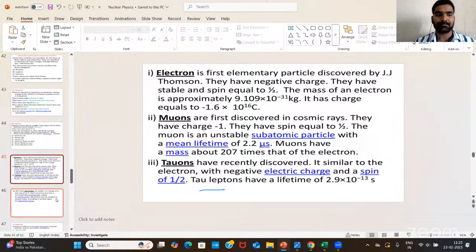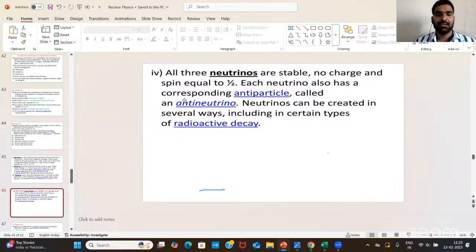Next, all the three neutrinos, the electron neutrino, the tau neutrino and the muon neutrino, are neutrally charged and stable. Neutrinos are stable, have no charge, and spin is equal to half. Each neutrino has a corresponding antiparticle, which means it has an anti-neutrino.